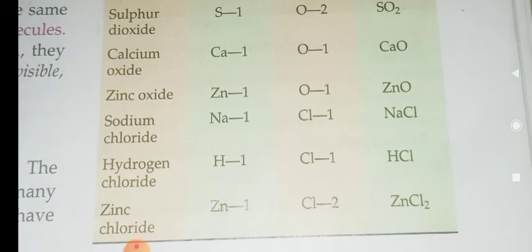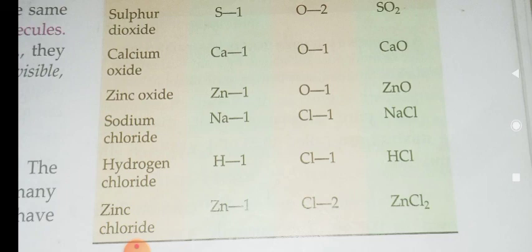One molecule of calcium, 1 molecule of oxygen to form calcium oxide, CaO. Zinc oxide: 1 molecule of zinc, 1 molecule of oxygen to form zinc oxide, ZnO. Sodium chloride: sodium 1 molecule, chlorine 1 molecule to form NaCl.